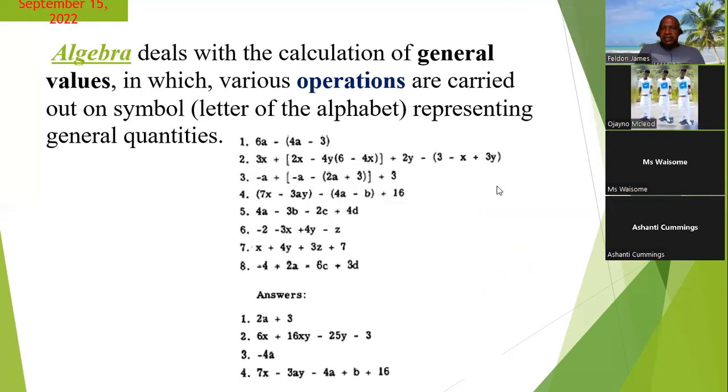So it means then algebra has its purpose in math, because not all the time will you be working with specific values. Sometimes you will be working with general values. And when we're dealing with general values, we usually use a symbol or a letter of the alphabet to represent that quantity. All right. Sometimes we don't want people to know what that general value is. And so we might say, let it be X.